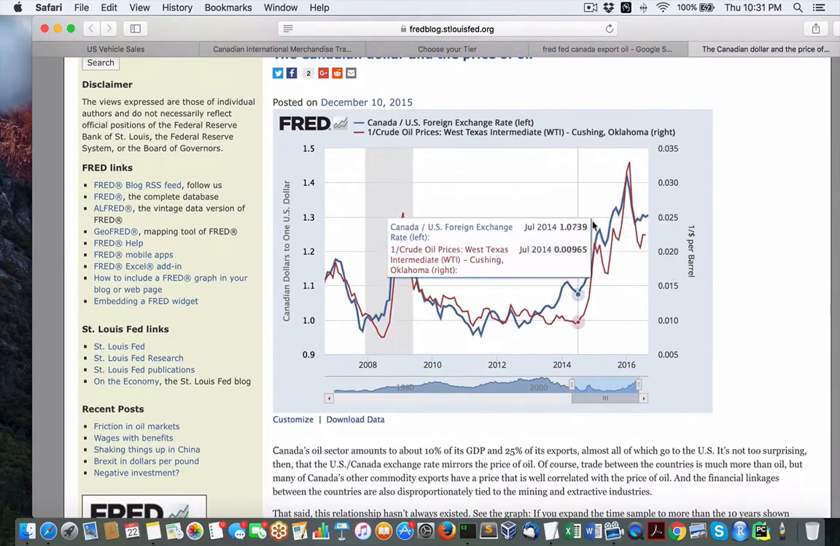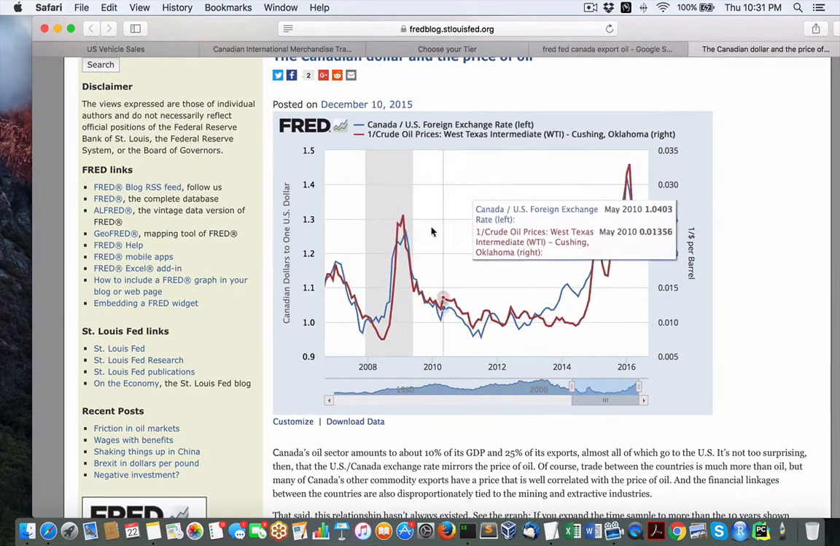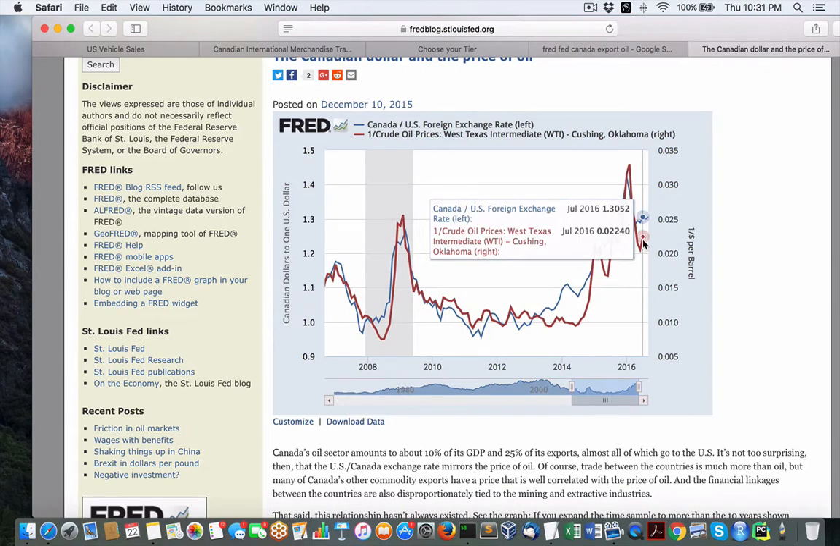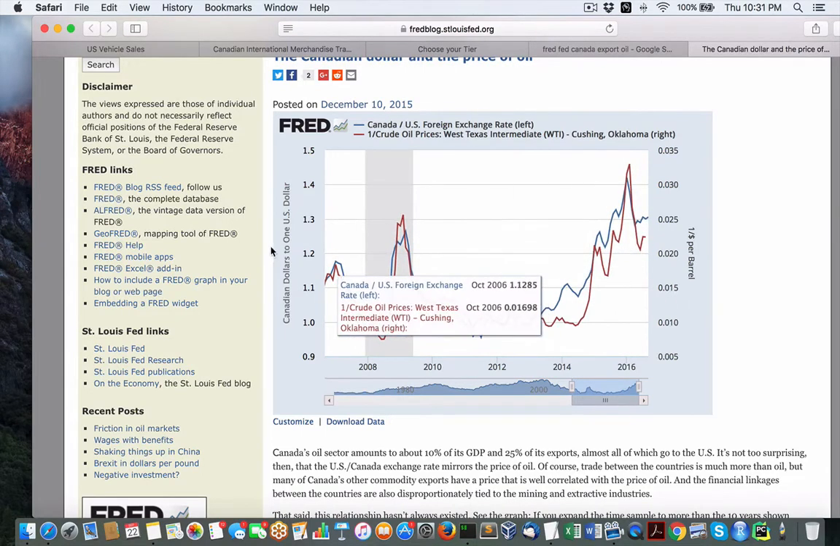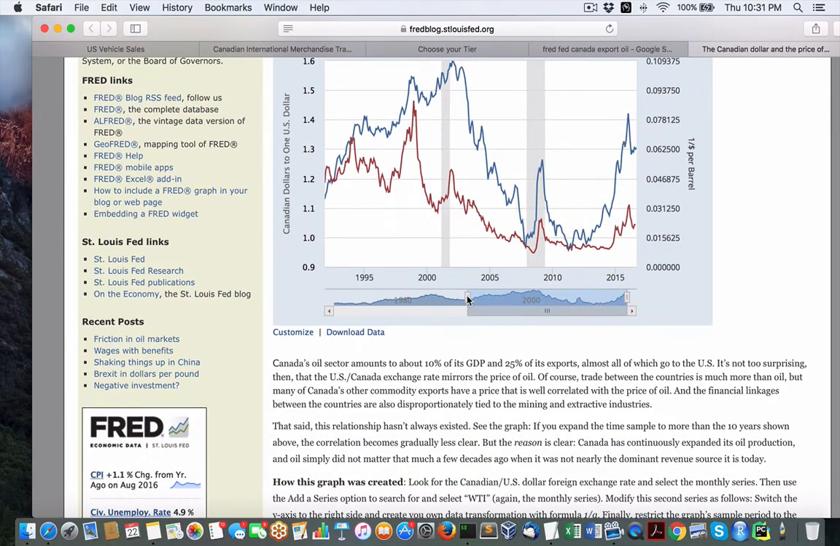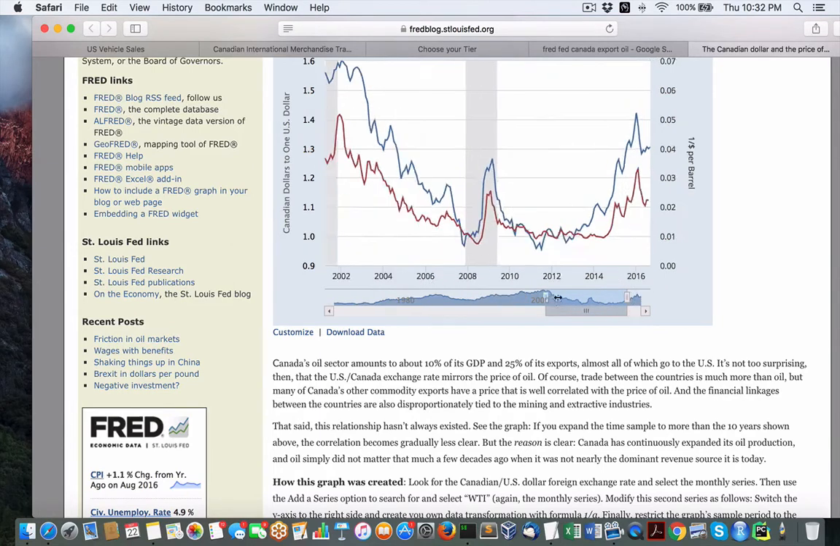Okay, to get a comparison between the Canadian dollar and the relationships, you can see here quite clearly that the Canadian dollar is dependent upon the price of oil. It's pretty close. So that's pretty important to understand. So that's going all the way back, since the early 90s. So that's why we're doing this.